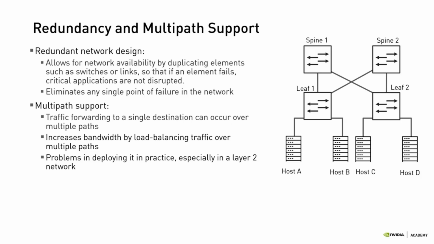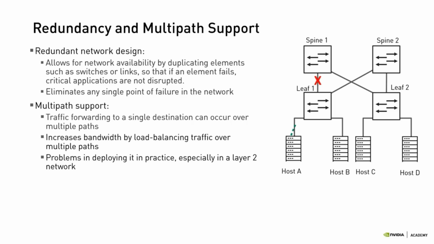This is the idea of a redundant network design. There is an active path and a backup path. If the active path fails, the backup path takes over. But if there are two available paths, why not use them both at the same time? This will allow for load balancing the traffic, hence providing twice the bandwidth and better resource utilization. This is the advantage of multipath support.